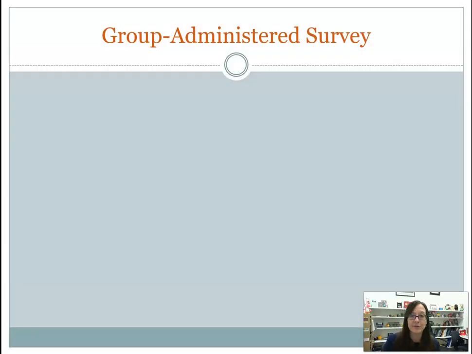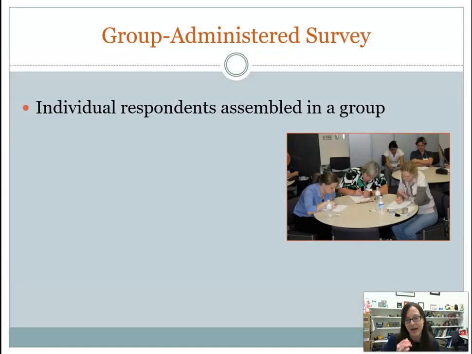So the group administered survey is where you have individual respondents get together in a group, and everybody sits down and does it together. This is really good for things like student populations. You have everybody together in a classroom, or at an event or something like that, and everybody does it at the same time.